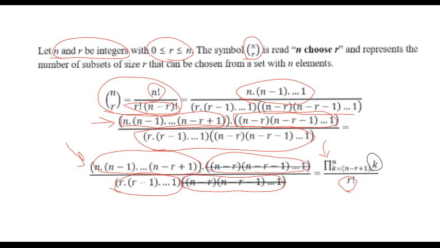So this is the whole thing. The whole quotient is the expanded form of n choose r.